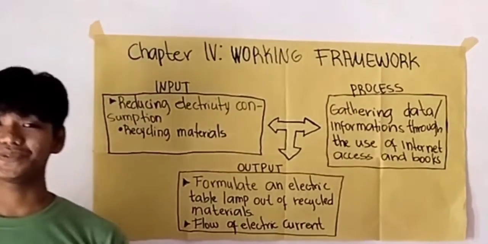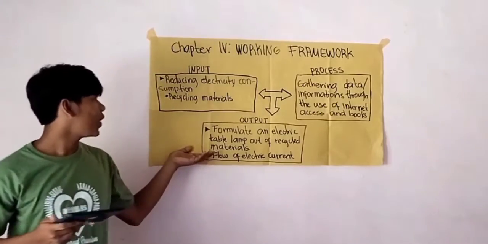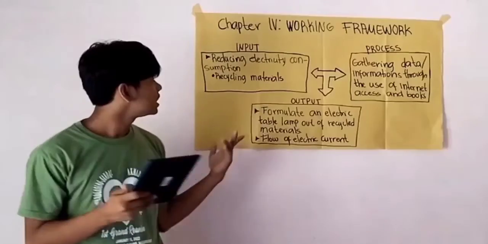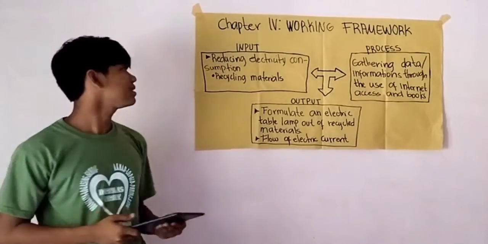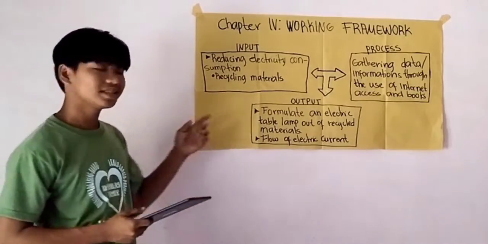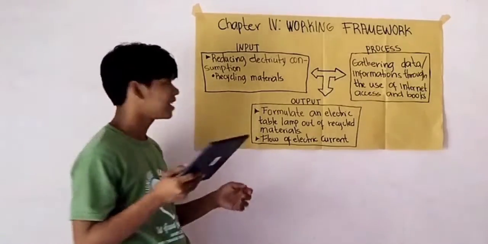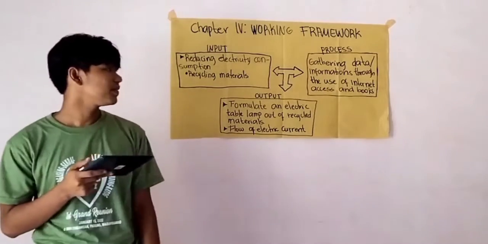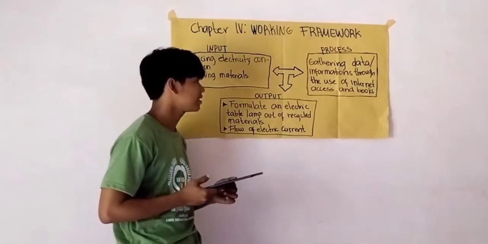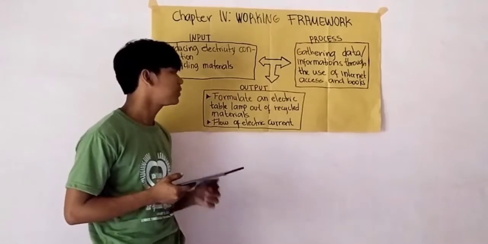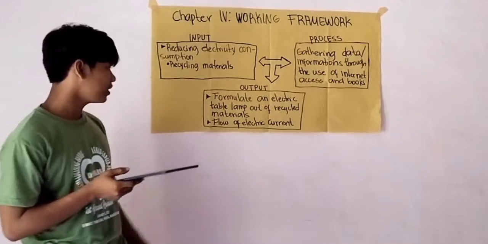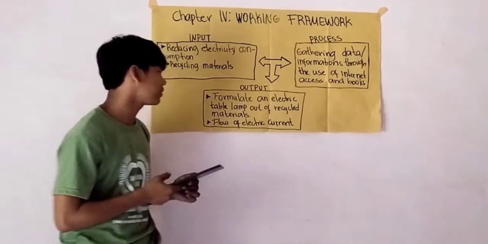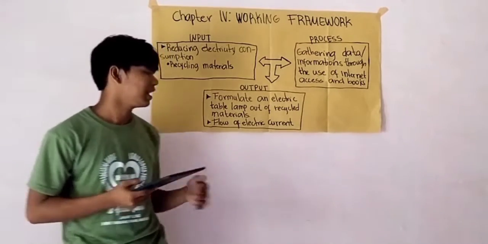Chapter 4, Working Framework. This is what we call conceptual framework. The input: reducing electricity consumption and recycling materials. For the process: gathering data and information through the use of internet and access to books. For the output: it formulates an electric table lamp out of recycled materials and flow of electric current.